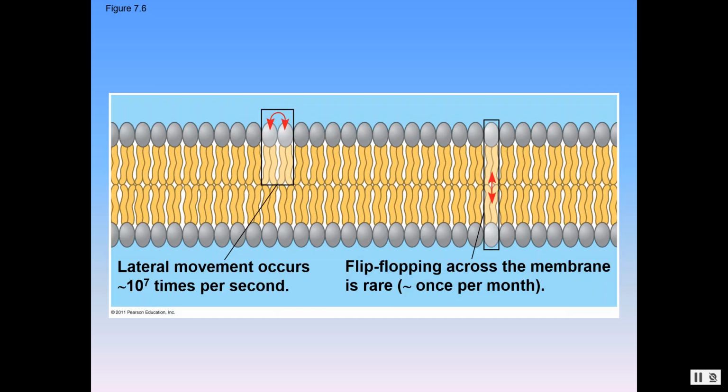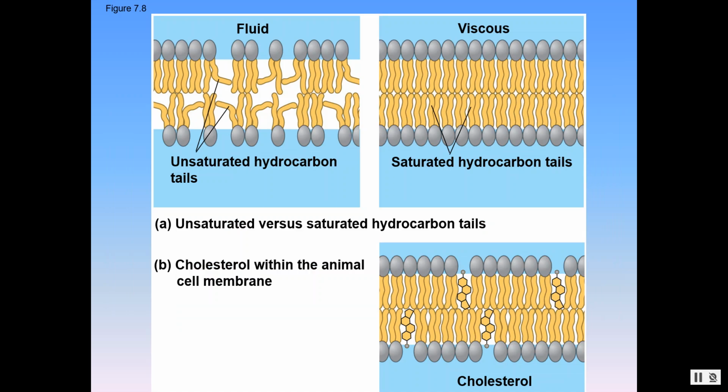Now, the phospholipids are not glued together, right? They're only hydrogen bonded together because the polarity of the polar heads allows them to attract each other, but it's not like an impermeable barrier. So the phospholipids move around. They move laterally, they flip-flop across, all the while maintaining that membrane.